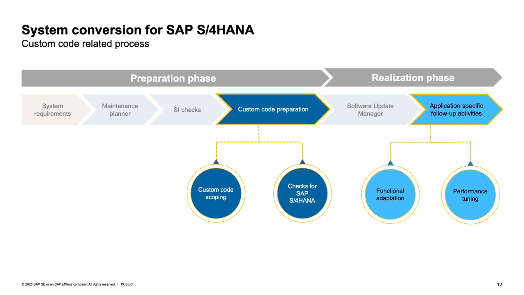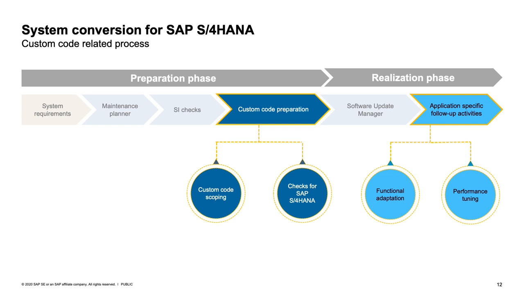Now, how about custom code? As already mentioned, custom code, you have your own coding, and you have to check whether this will run on SAP S4HANA. Actually, there are different phases of those checks. You will check your coding as such before you execute the conversion of your development system. The adaptation of your custom code to the new data model of S4HANA, as described in simplification items as well, those adaptations can only happen after the conversion of your development system.